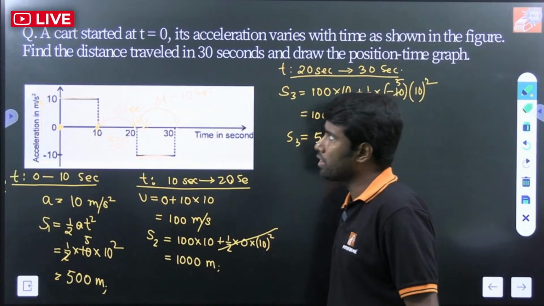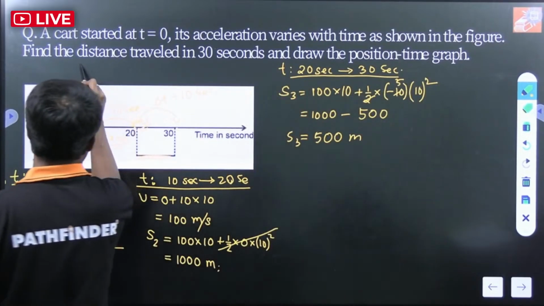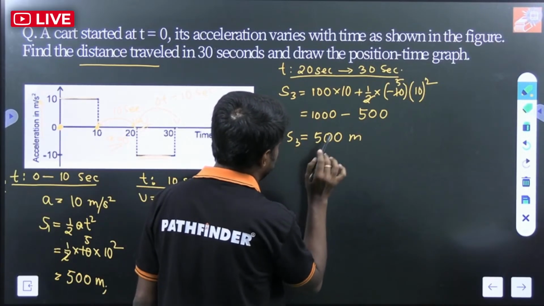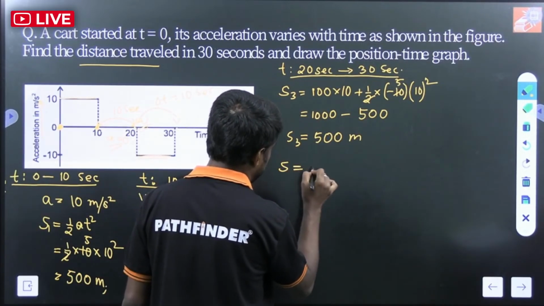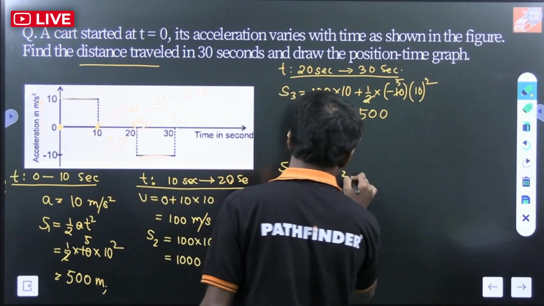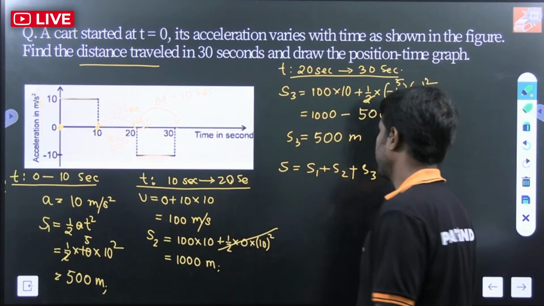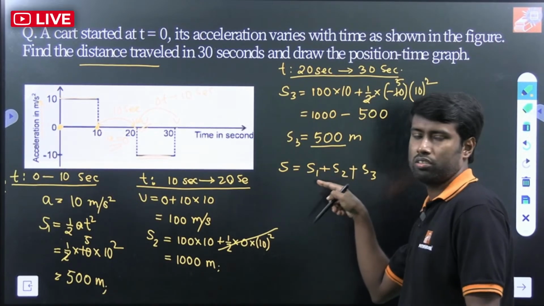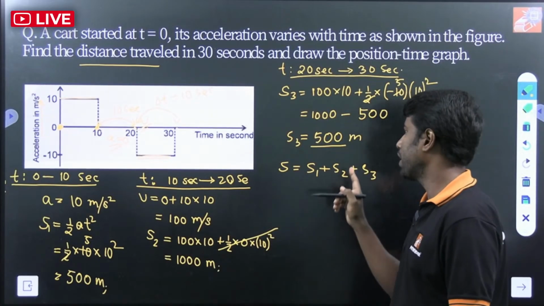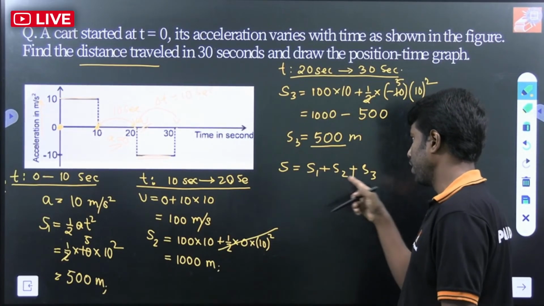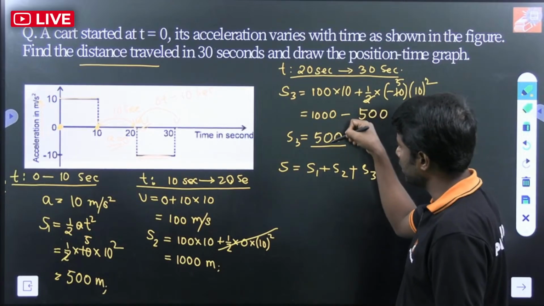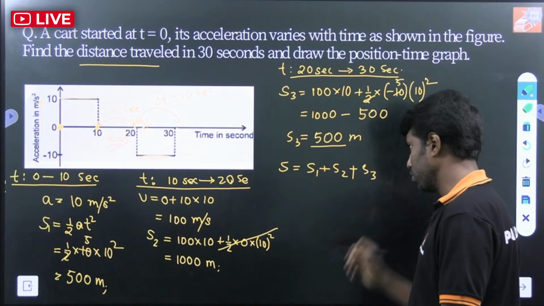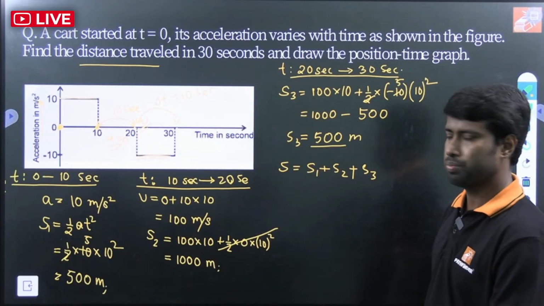Now once you read that question, whatever they are asking, it is distance. So distance, sorry, it will be 500. So distance is your S1, S2, S3. If we get a negative value, that time also we have to add this value because it is distance. If they ask displacement, then we can have a simple algebraic calculation. They are asking distance, so whether it is minus or plus does not matter. You have to take all values positive because distance is always positive.